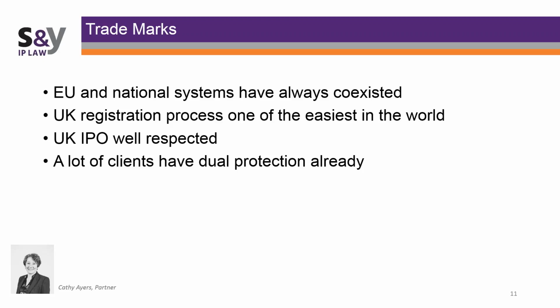It's also important to recognise that a lot of clients have dual protection already, and you may wonder why that comes about. Well, there's a number of reasons. So the first reason is historic. The fact is the EU trademark system has only been in existence since 1996, and so there are plenty of older brands out there which have been registered in the UK and in other EU countries for years and years and years, and will continue to do so.